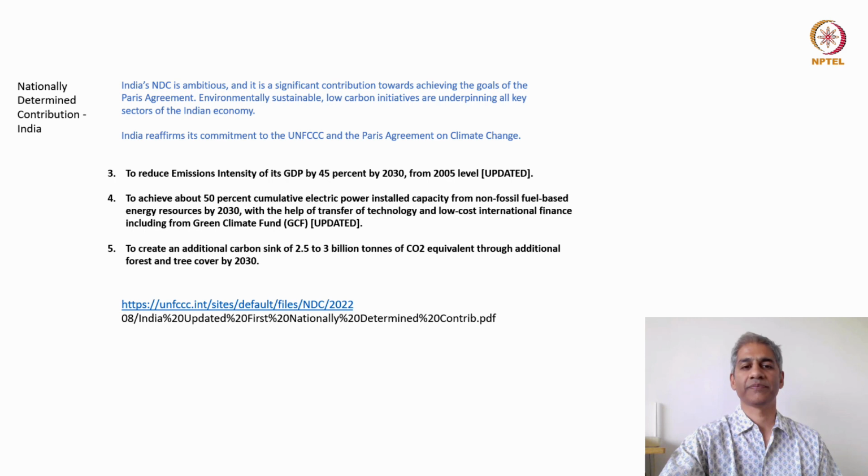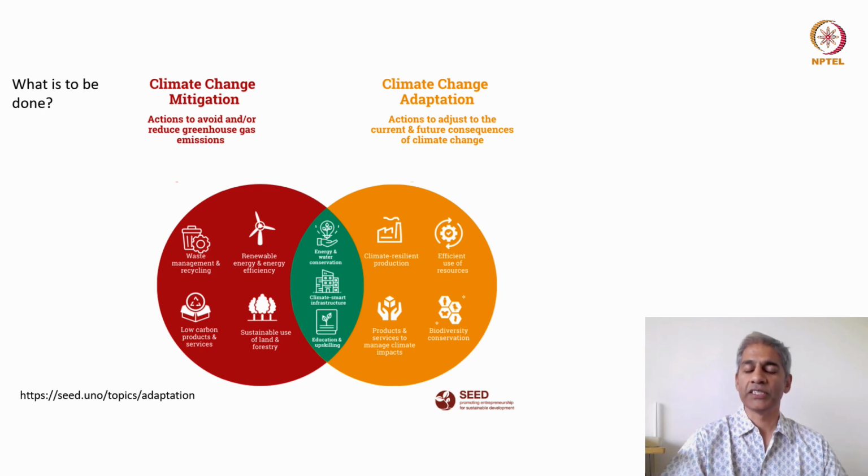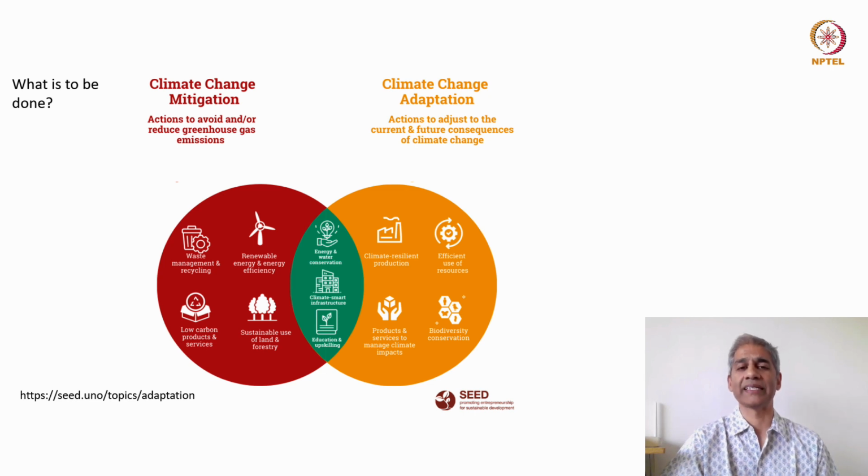And this will be through various afforestation and restoration measures. So what is to be done about climate change? There are basically two actions that one can take. One is that of mitigation and the other one is that of adaptation. So mitigation is basically what are the actions you can take in order to avoid or drastically reduce greenhouse gas emissions. And adaptation is basically assuming that climate change is real, it is affecting us right now. So what are its current or future consequences and what can we do in order to adjust to these changes in the climate?